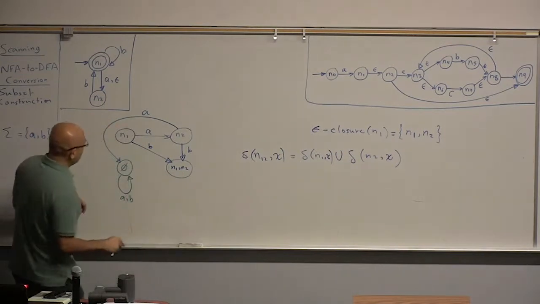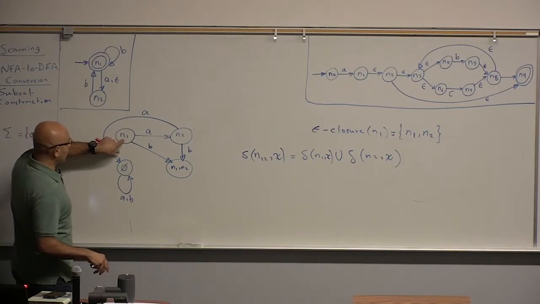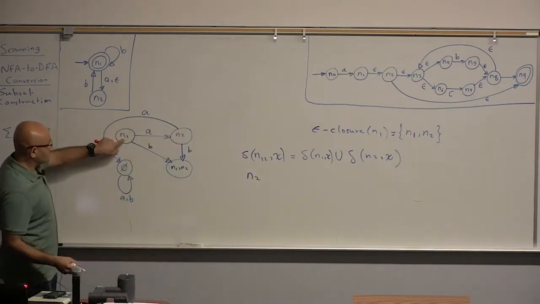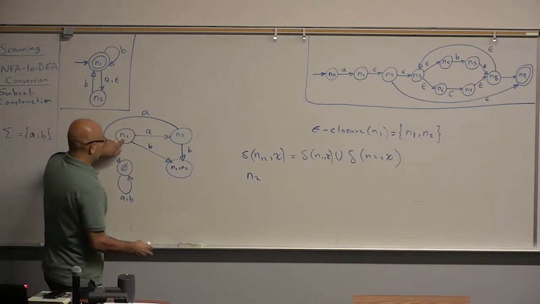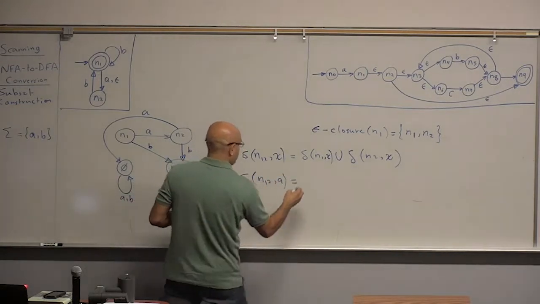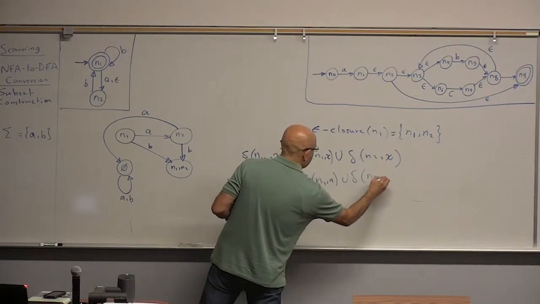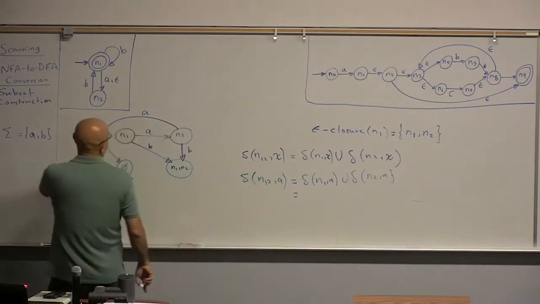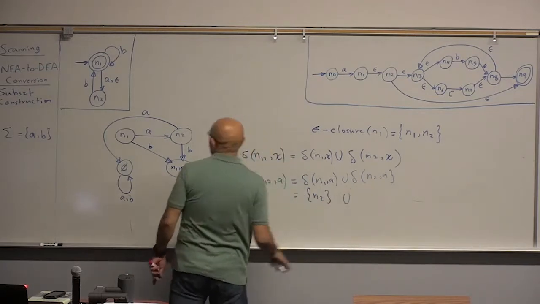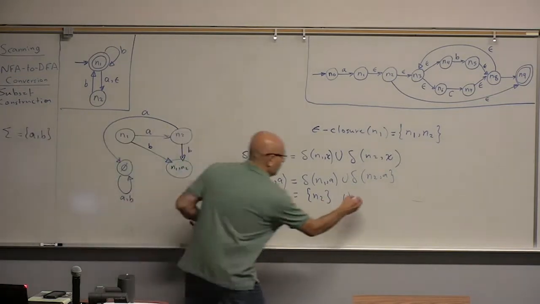So now what's delta N12 of an A? We look at what we get for N1 with an A. N1 with an A takes us to N2, right? N2 on an A takes us to phi. So delta of N12 and A equals delta of N1 and A union delta of N2 and A. And this is delta of N1 and A, the transition function for N1 and A. This is going to give us N2. And what's delta N2 and A? It's phi. So N2 union phi, that's N2.